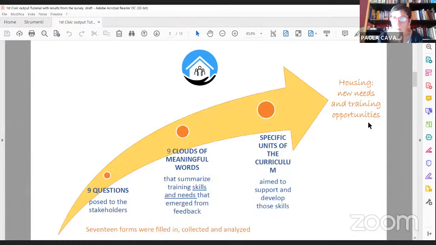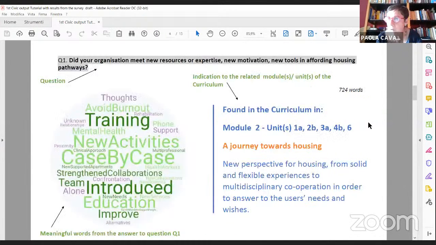Okay, if it's enough, this introduction to this report, then I'll send it to you, of course.